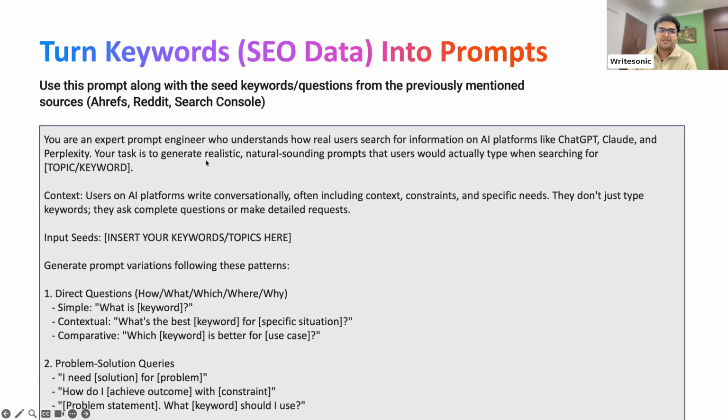So what I'm saying here is you are an expert prompt engineer who understands how real users search for things on ChatGPT and all these other AI models. And what I'm doing is giving it the list of those seed keywords that we took from the initial step from Search Console, Ahrefs, Reddit, all those kinds of things. We have defined certain formats for the patterns for the kinds of questions people ask as prompts. And then basically based on those seed keywords, it will be able to come up with those prompts that you can then use for tracking. This is a very quick and easy way of getting started with tracking.